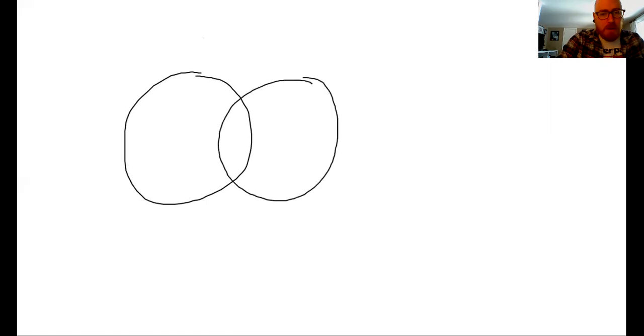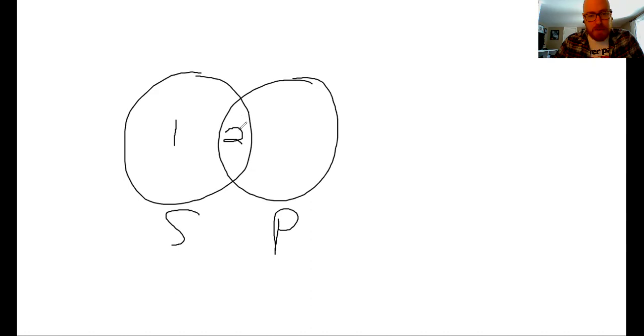Okay, so I've got a quadrant here, and I've got one circle that represents the S class, and one circle that represents the P class. This circle represents all the members of S. This circle represents all the members of P. Anything in this quadrant is going to be an S, but not a P. So anything which is an S but not P appears in this quadrant, region 1. Region 2, you can use region and quadrant interchangeably. Anything that appears in this region of the diagram is going to be both an S and a P. Why? This is the area where S and P overlap.